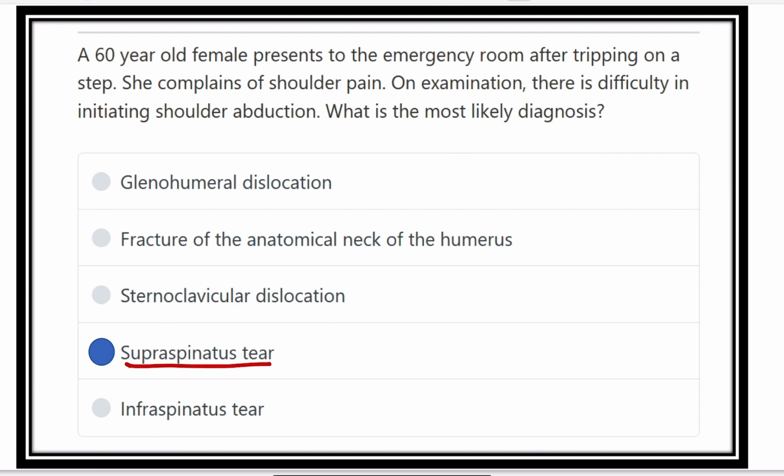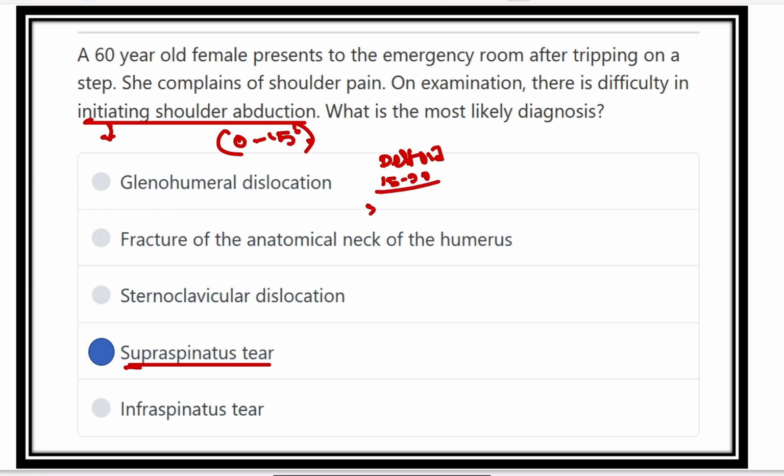Why supraspinatus tear? There is a problem with initiation of shoulder abduction, that means 0 to 15 degrees. As 0 to 15 degrees is involved, initiation is involved, and shoulder abduction is initiated by the supraspinatus muscle. So in a supraspinatus tear, there will be a problem initiating shoulder abduction. Maintenance is done by the deltoid from 15 to 90 degrees, and more than 90 degrees is done by the trapezius. So our answer is the supraspinatus tear.